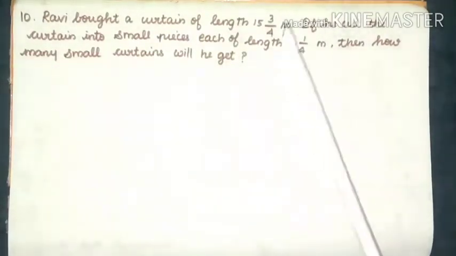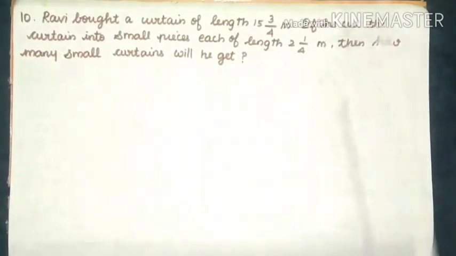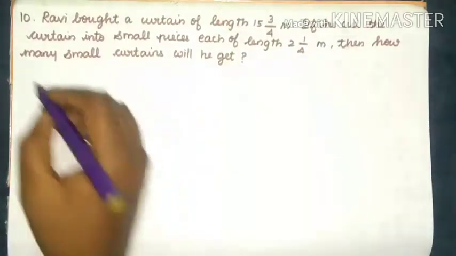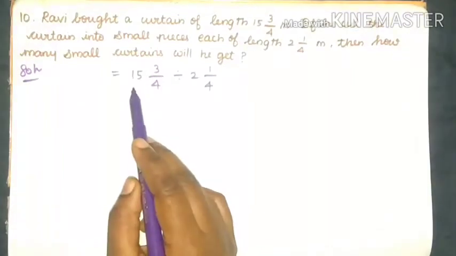See, here Ravi divided the total length of the curtain into small pieces. To find how many small curtains he will get, we have to divide these two fractions. Let's see. 15 3 by 4 divided by 2 1 by 4. Here we have the mixed form of fractions. First we have to change this mixed fraction into an improper fraction.